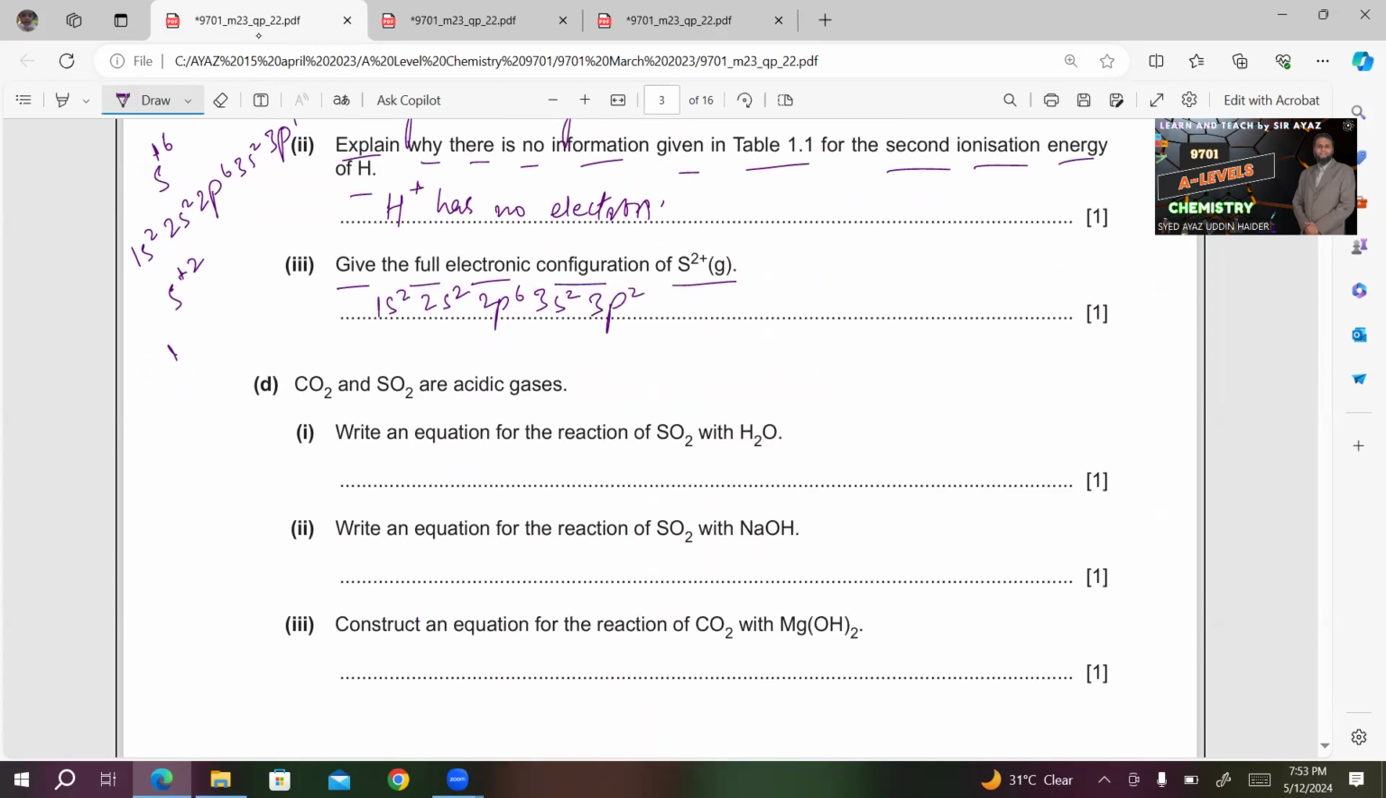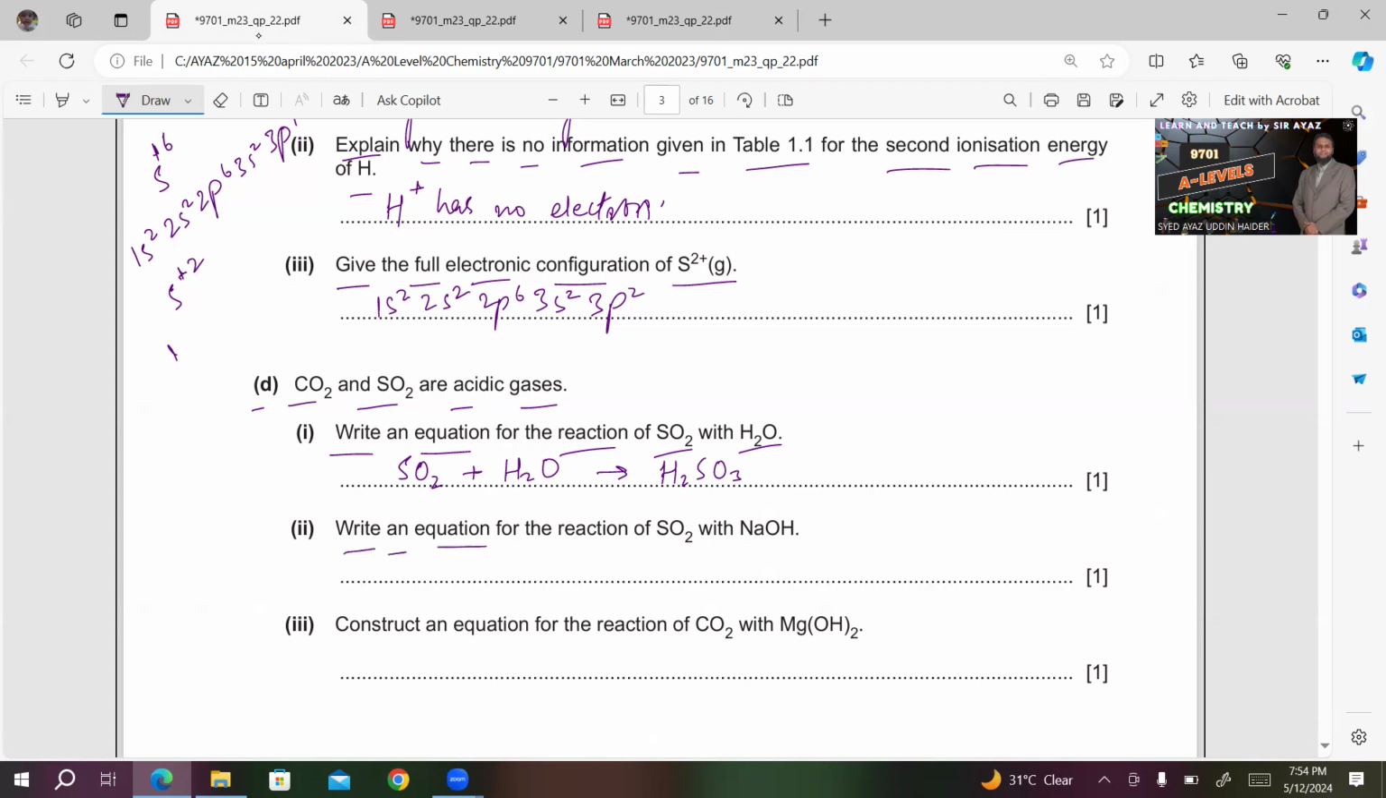D. CO2 and SO2 are acidic gases. Number 1, write an equation for the reaction of SO2 with H2O. SO2 is an acidic oxide, so it will form an acidic solution with water. It will be forming sulfurous acid. So the formula of sulfurous acid is H2SO3.